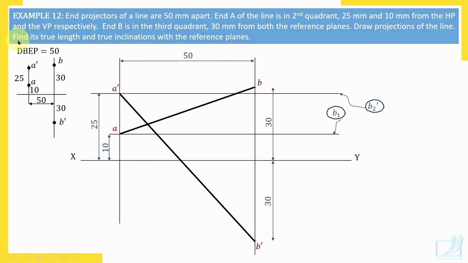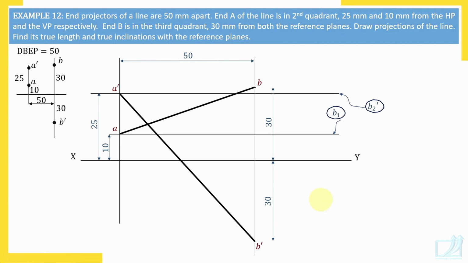Not yet. Have you realized you are asked to find the true length and true inclinations? So remember that when a line is inclined to both the reference planes, draw all the 6 views. Which are the other views? A dash B dash is ready. Through point A dash, there are 2 more views, A dash B1 dash and A dash B2 dash. Similarly, through point A, we have already drawn the top view of the line AB. 2 more top views are there: AB1 horizontal top view, check here, and true length top view AB2.